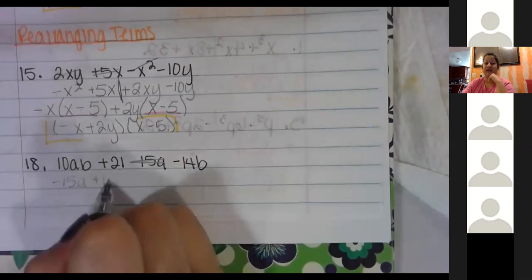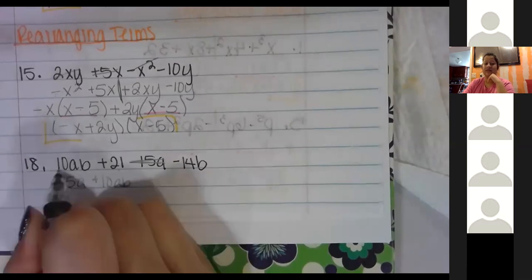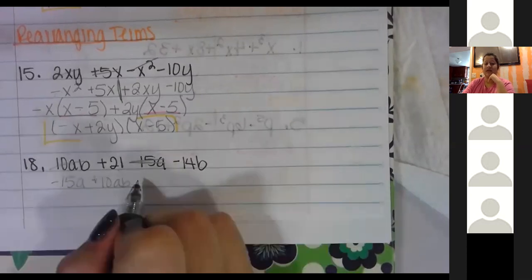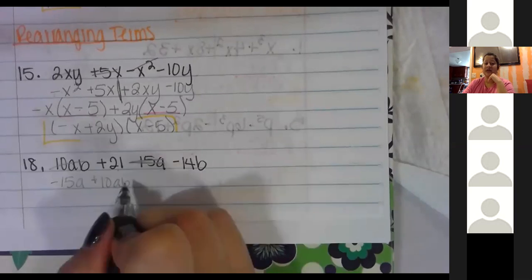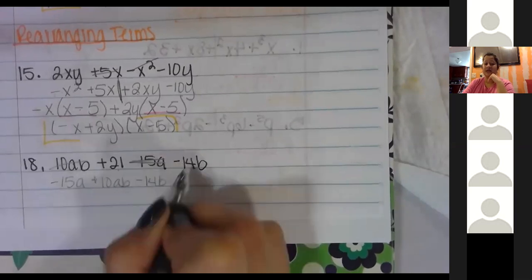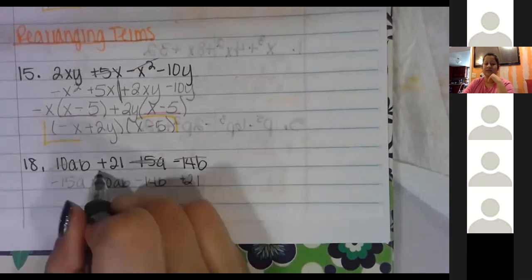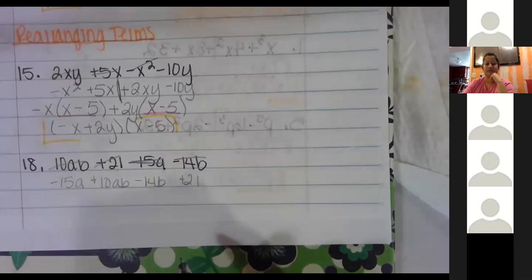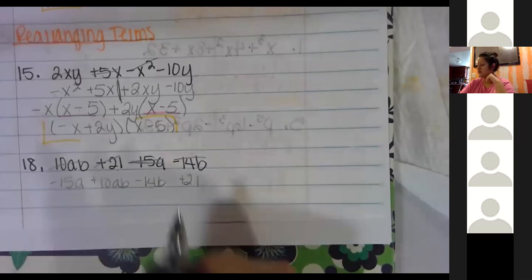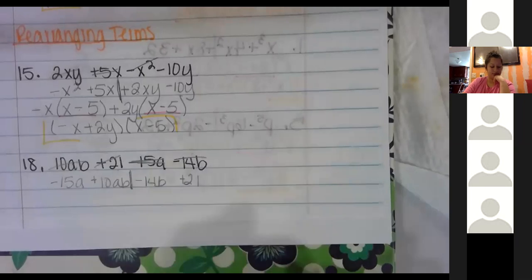This is my next a term. Anything with an a. Then we're done with all our a's, so we move on to the b. And then we put plus 21 at the end. And then you'd split it down the middle and go from there. And I'm not going to factor the rest of that one out. I'm just going to leave it right there.